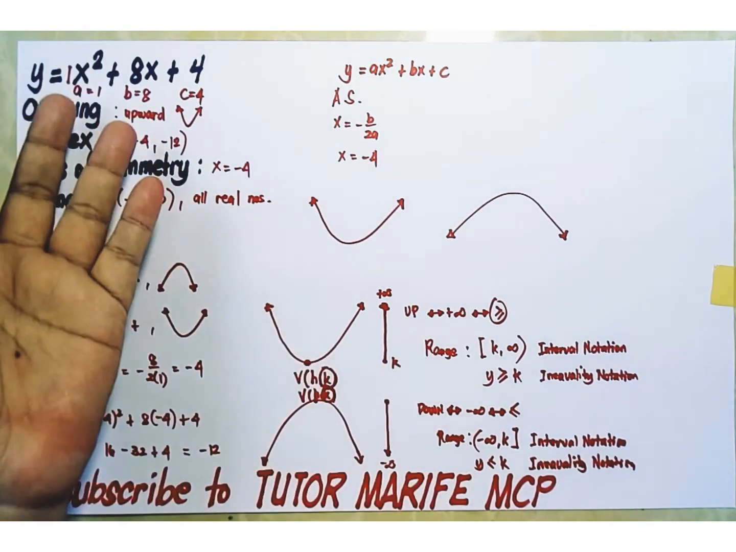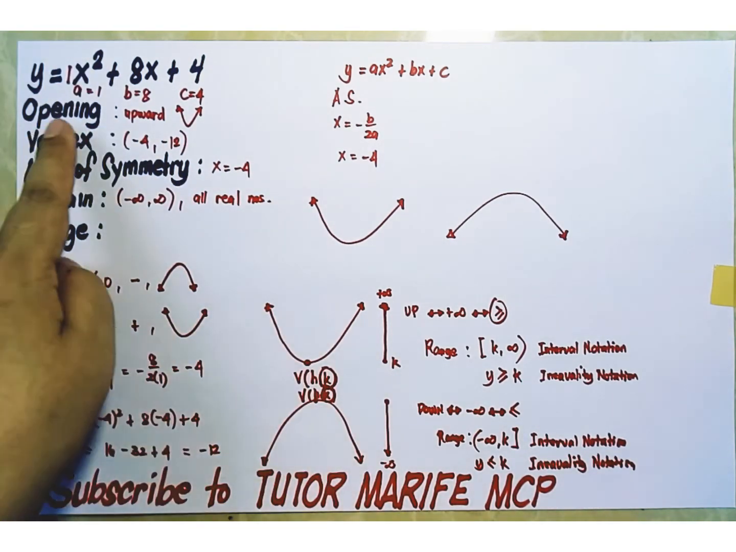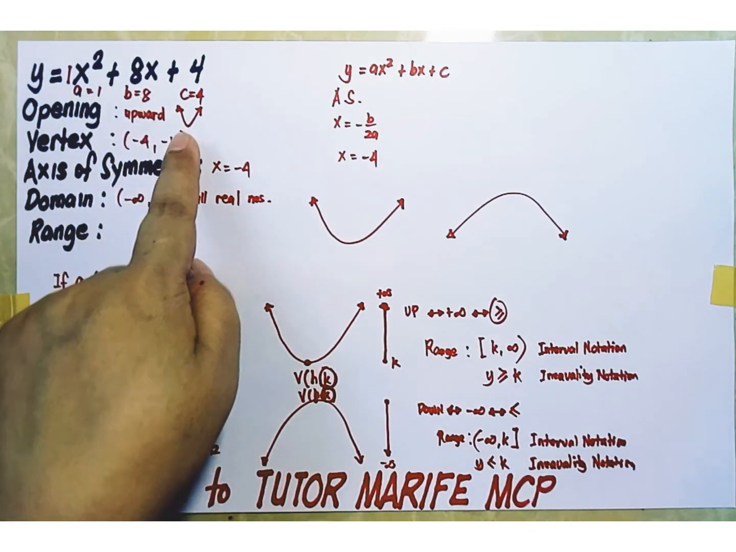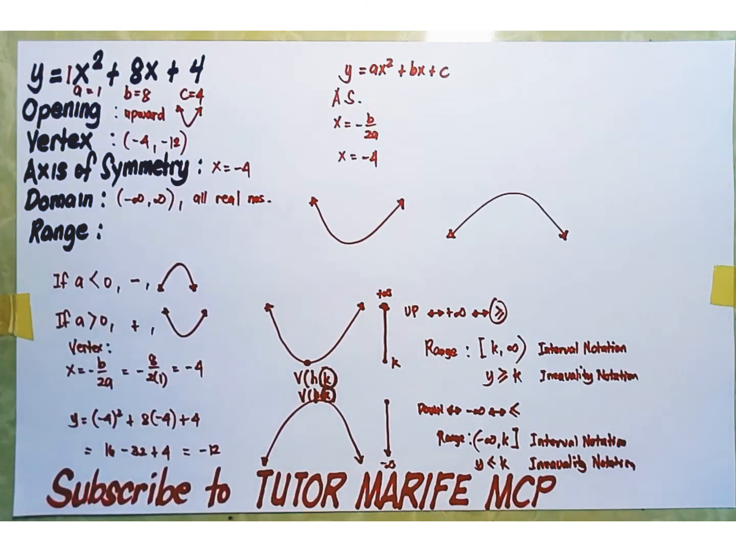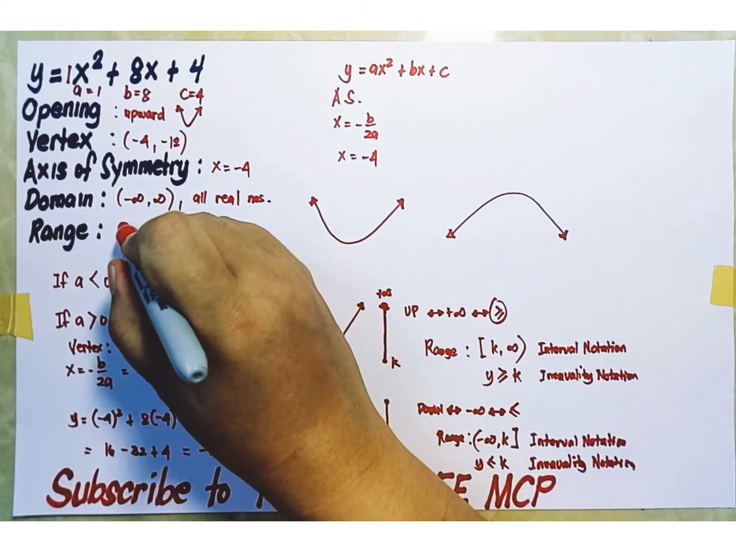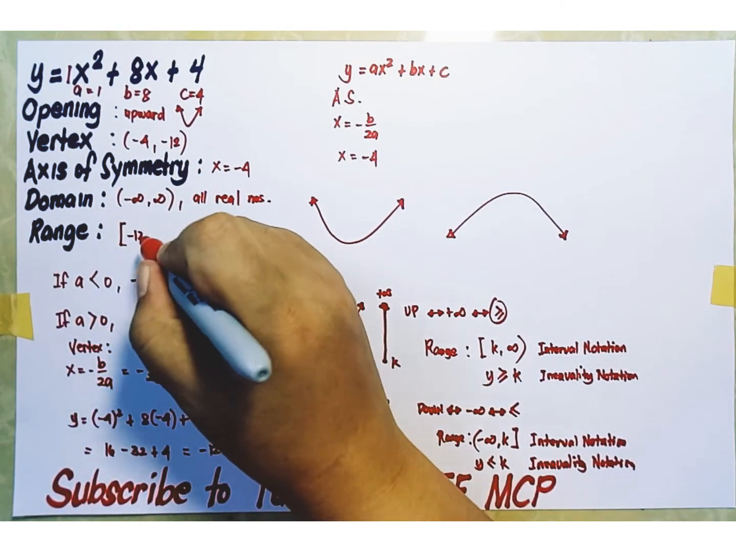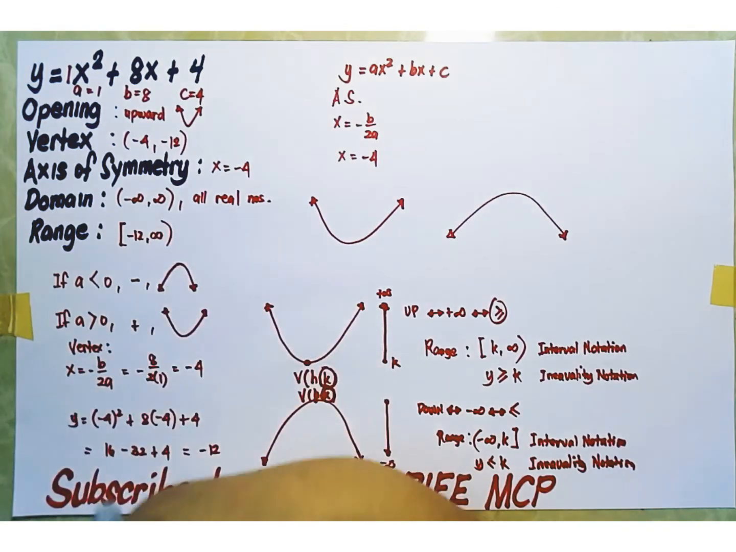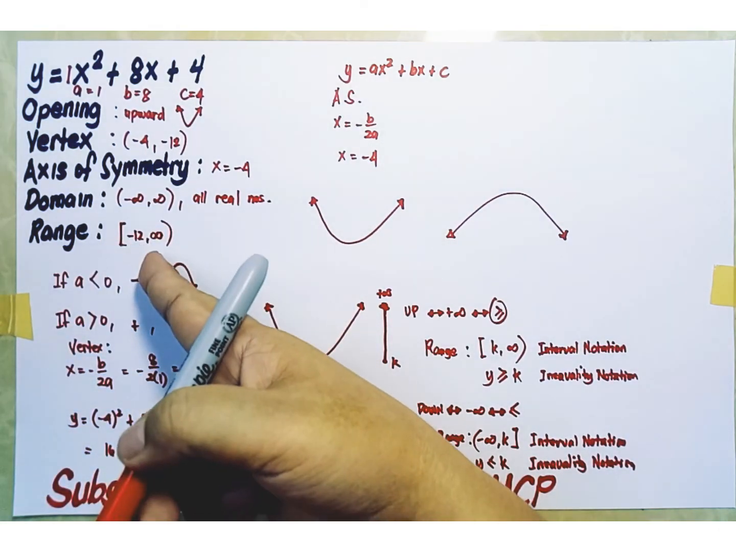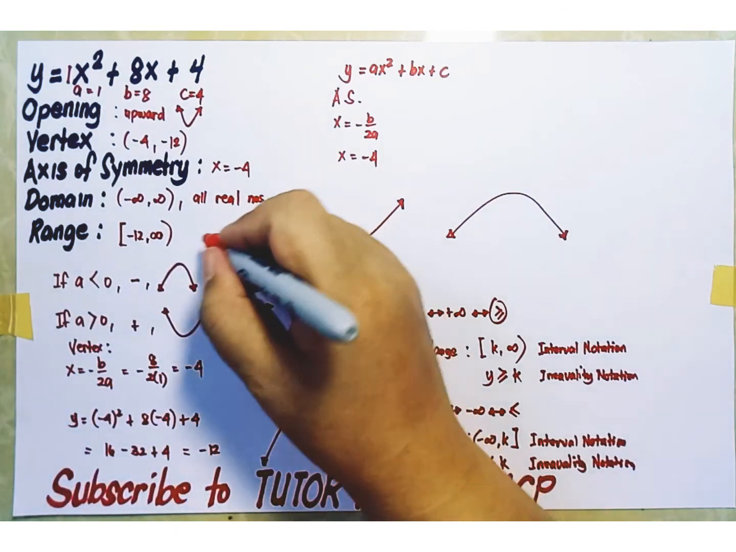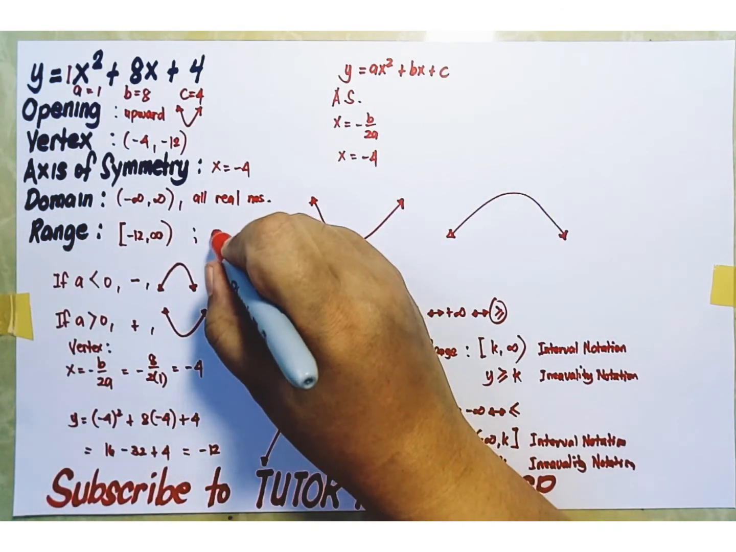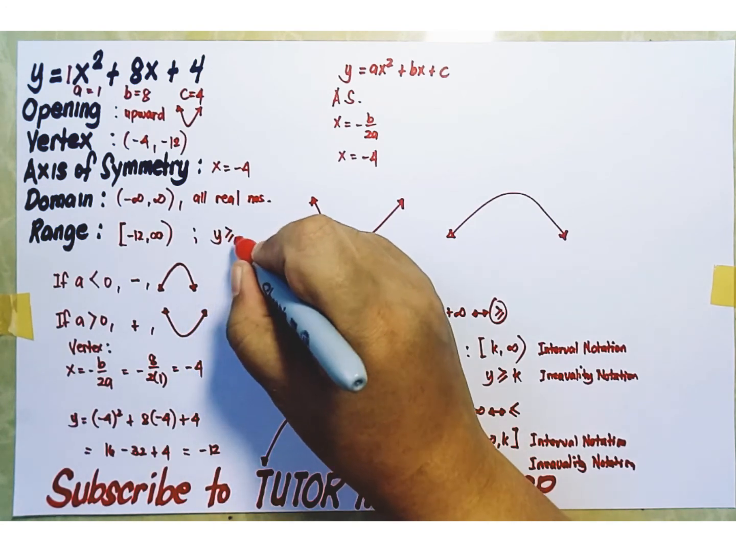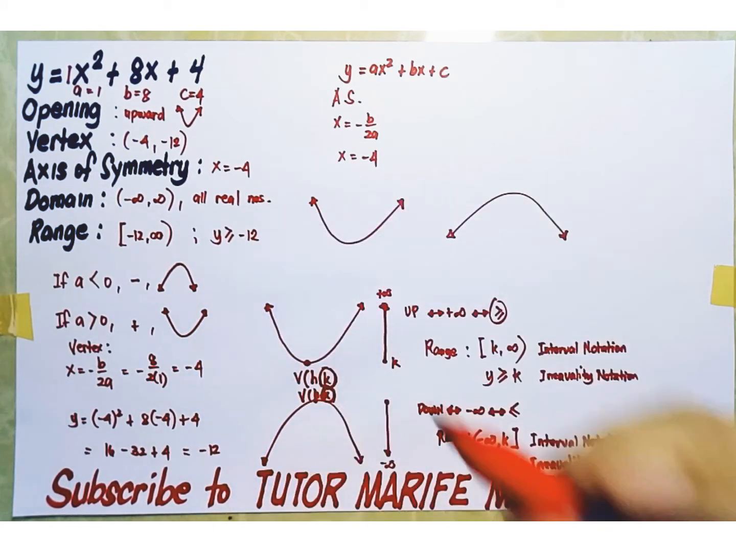Let's go back to our problem. We have a parabola opening upward and the k is negative 12. Therefore, the range is from negative 12 to positive infinity. This is expressed in interval notation. Or in inequality notation, the range is y is greater than or equal to negative 12.